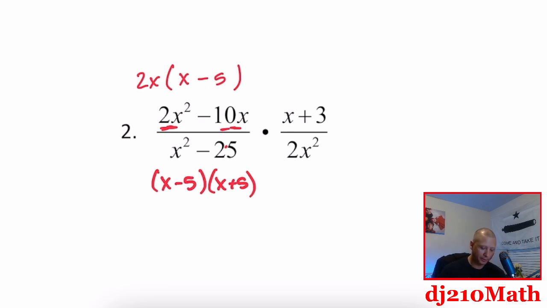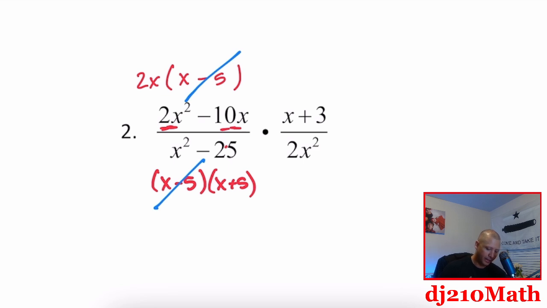Top right, x plus 3, can't do anything to it. Bottom right, 2x squared, that's already factored, can't do anything to it. So now this is the simplified version, and we go to step 2. What can cancel? Are there any terms in the top that are in the bottom? Yes, there is. So let's see. x minus 5, x minus 5. That's the first thing I see.